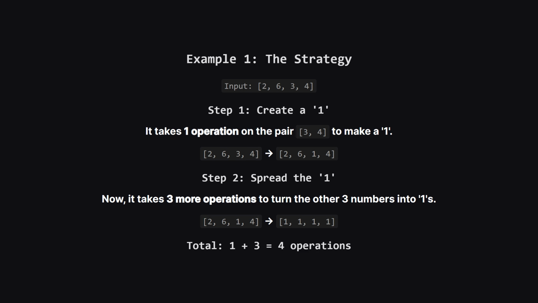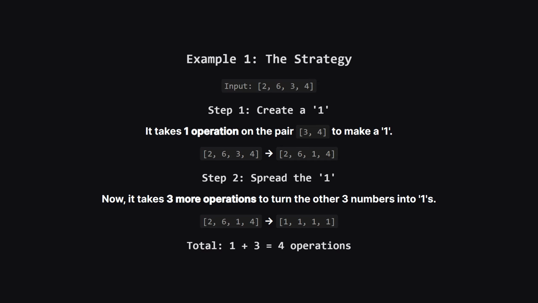Okay, so our strategy has two main parts. First, we have to create a 1. We saw that the pair with 3 and 4 has a GCD of 1. It takes just one operation, let's say, replacing the 3 with the result, to get a 1 into our array. Now, our array looks like 2, 6, 1, 4.